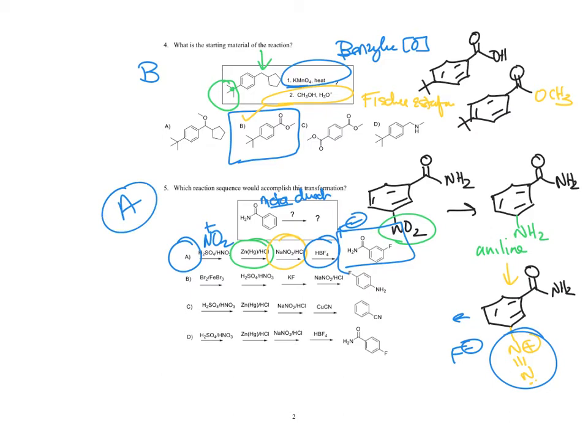Problem with B is this is not a para director. The problem with C, we've lost our amide. And this would be bromination. So none of those work.